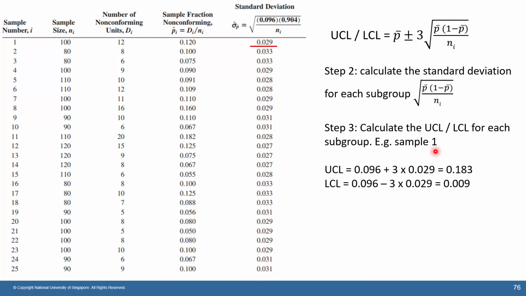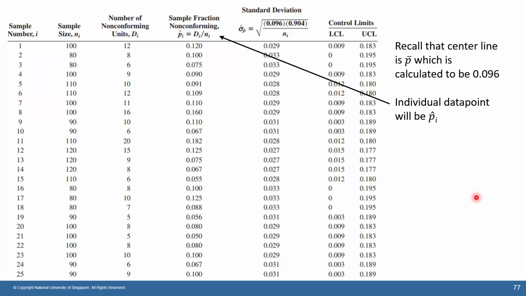So step 3 is basically to calculate the UCL and LCL, and using again the first one, the UCL for the first sample is basically you take 0.096, which is the center line, right, plus 3 multiplied by 0.029. So this is the upper control limit, this is the lower control limit. You should recall that the center line is P bar for this P chart, and we have already calculated that the P bar is 0.096.